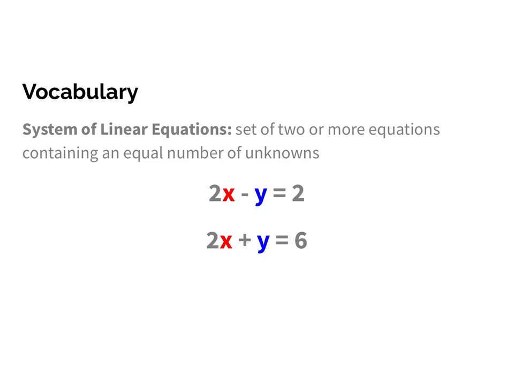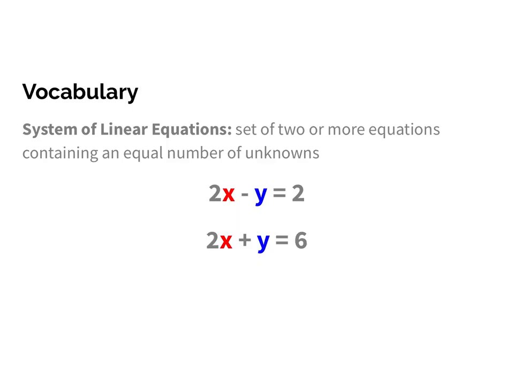A system of linear equations is a set of two or more equations containing an equal number of unknowns. So you'll see here I have two equations, 2x minus y equals 2, 2x plus y equals 6. Both these equations are linear functions where x and y represent my inputs and outputs. Essentially, what we're going to be doing in these next couple sections is trying to solve these systems of equations.